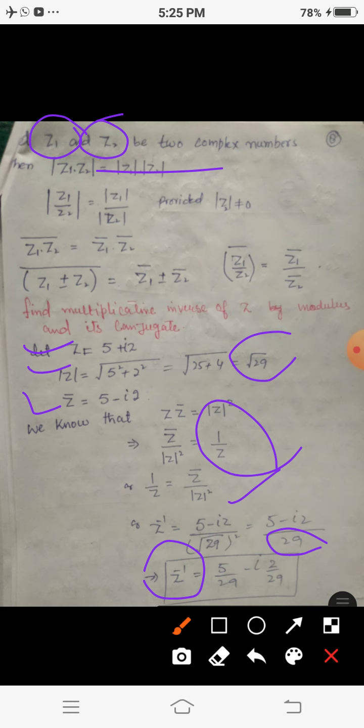So in this way you can find the multiplicative inverse, the modulus and the conjugate of any complex number. Only for the zero complex number, whose real part is 0 and imaginary part is 0, is the modulus 0; otherwise it is always a non-zero real number.